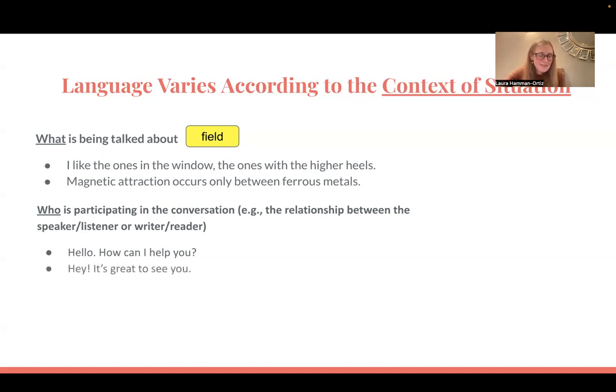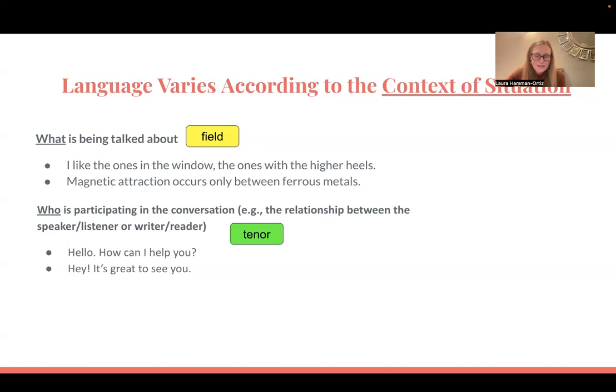If I give you this sentence, hey, it's great to see you. Now the who is participating in the conversation, the relationship has shifted. It sounds like these two people might know each other. Hey is more informal. It's great to see you implies that they've seen each other before. So we can see now that this relationship is different. This is what Halliday calls tenor, the relationship between the speaker and listener, or the reader and writer. And the relationship changes the way that we use language.